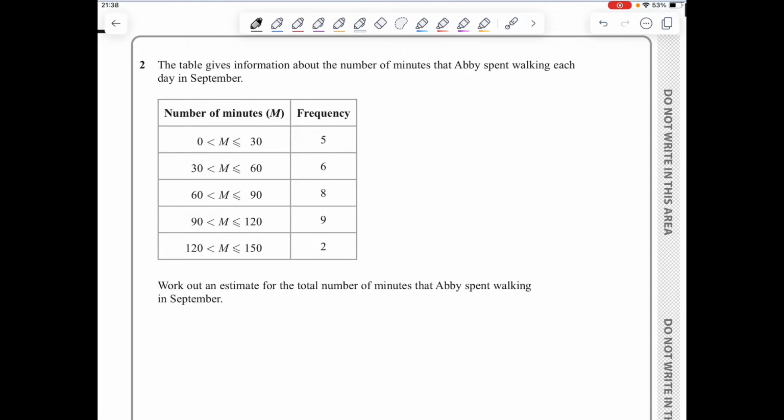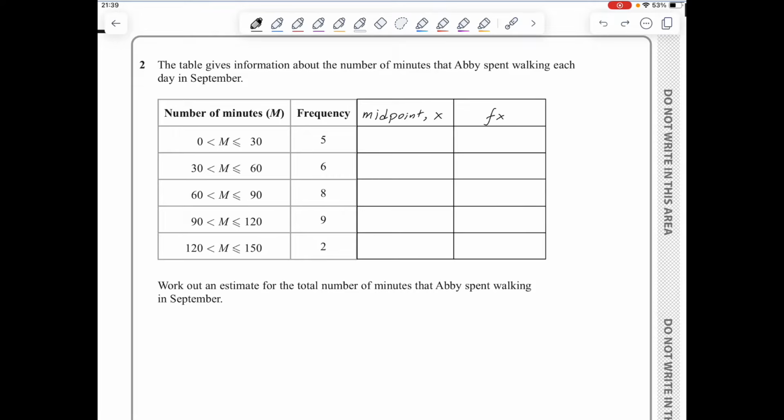In question 2, I'll first need to add 2 extra columns, one for the midpoint of the number of minutes and one for the product of the frequency with that midpoint. So Fx is the label of that column. Now F obviously is the frequency. So let's find the midpoints. I've got 15, 45, 75, 105, and 135.